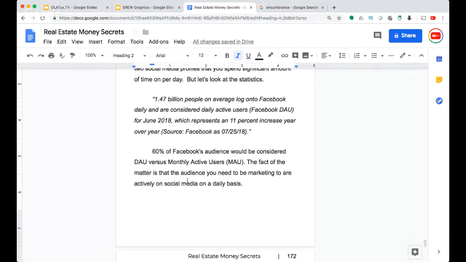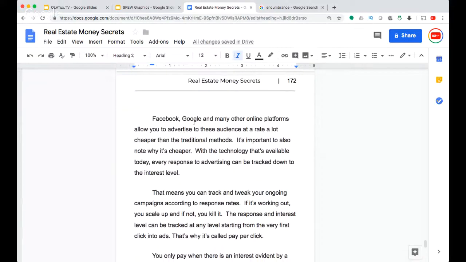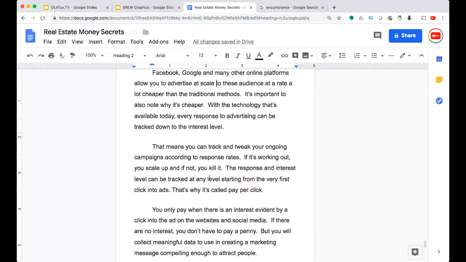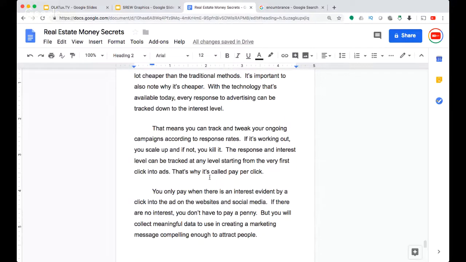The fact of the matter is that the audience you need to be marketing to are actively on social media on a daily basis. Facebook, Google, and many other online platforms allow you to advertise at scale to this audience at a rate a lot cheaper than the traditional methods. It's important to also note why it's cheaper. With the technologies available today, every response to advertising can be tracked down to the interest level. Remember I said you could target by zip code.